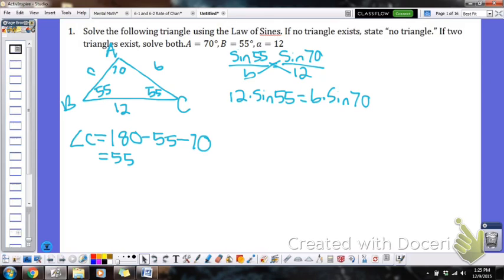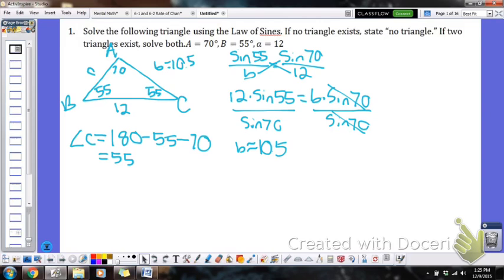Now we need to solve for b, so I'm going to get b alone, so I'll divide both sides by sine of 70. The sine of 70 on the right will cancel out. So b will be equal to 12 times the sine of 55 over the sine of 70. You can punch that into your calculator. Make sure your calculator is in degree mode since we're dealing with degrees. And that'll give us b will be approximately equal to 10.5. So right now I know little b, which is 10.5.